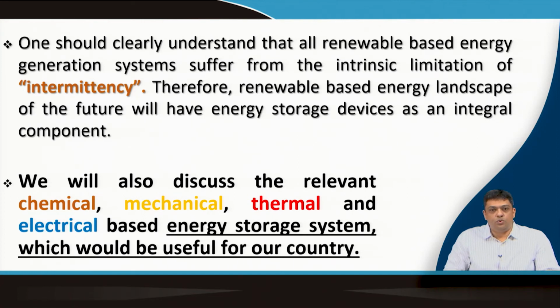We will try to convince you that it is absolutely essential to understand the fact that renewable based energy systems suffer from an intrinsic limitation that is called intermittency. We mean that the source may not be continuously available. So, there will be times when the source will be available and then there will be times when it will not be available. For example, the sun. It is available during daytime and then it is not available during night. So, solar based systems can operate at their best when the source is available, that is during the daytime.